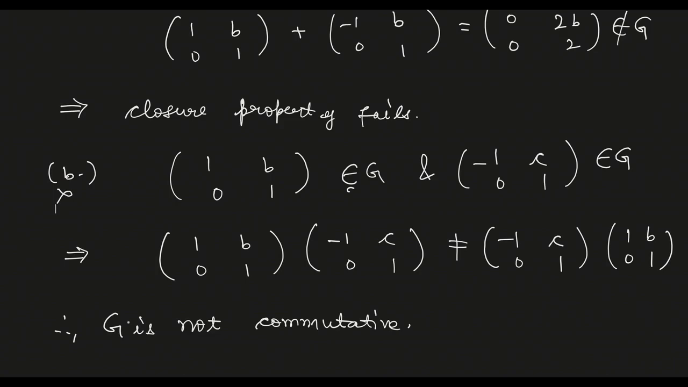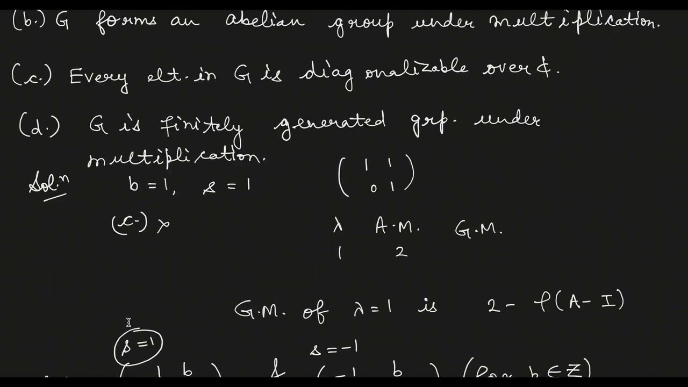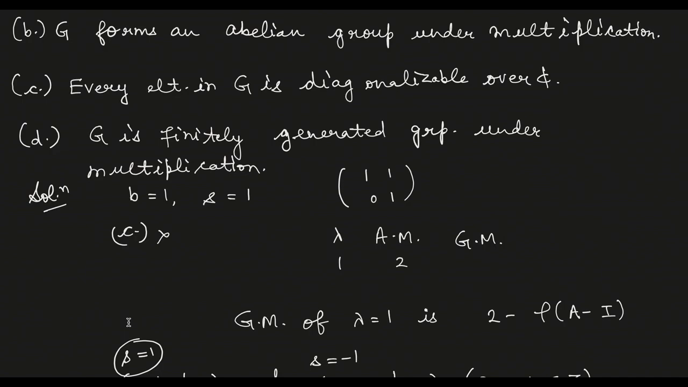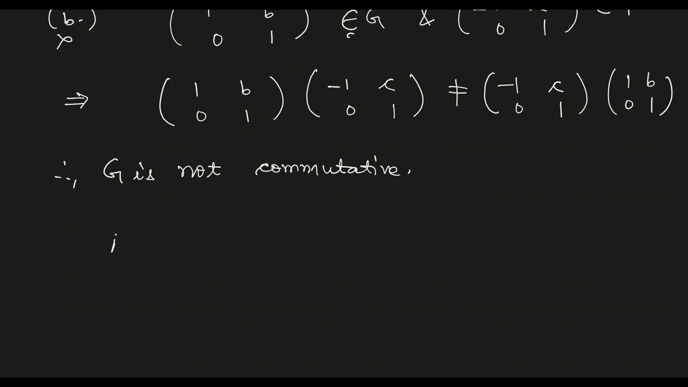So A, B, C are discarded. So D part is correct. G is a finitely generated group under multiplication. Okay. Next.